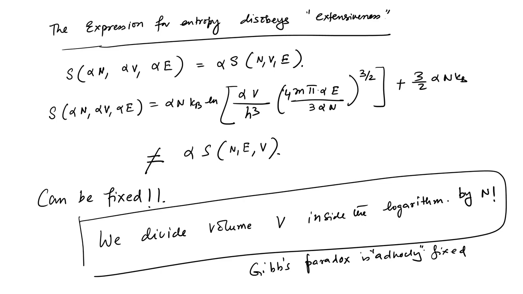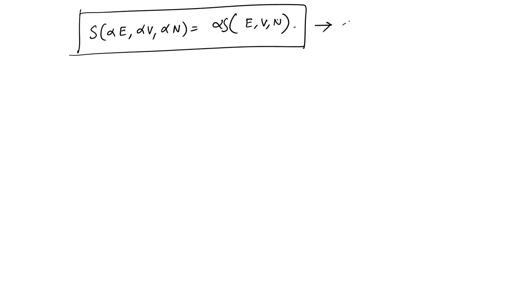So ad hocly means it's not a right way of fixing something. There must be a nice first principle argument leading to this fixing of the paradox, but then we don't do that. What we do is we simply inside the logarithm term divide by N factorial, and then of course use the Stirling formula, etc., in order to get this relation. So this would fix that S of alpha E, alpha V, alpha N is equal to alpha S of E, V and N. Okay, so this is obtained, and then the extensiveness of entropy is justified.